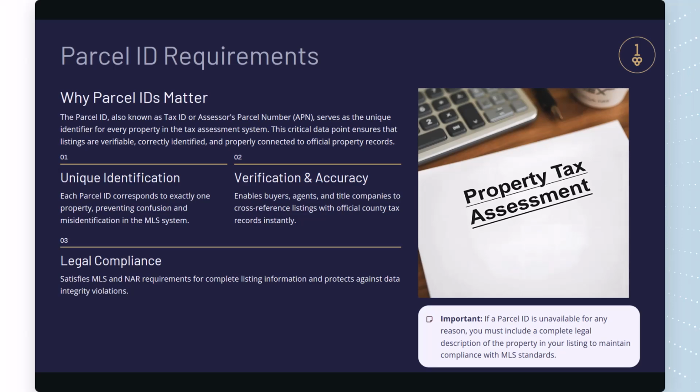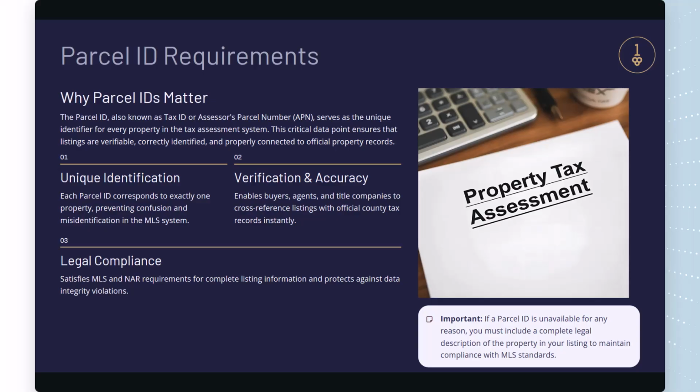This also helps with verification and accuracy. So the parcel ID will allow agents within the MLS, buyers, title companies, everyone involved in a transaction to instantly cross-reference that listing with official county tax records. Is this property that's in the MLS the property that's being purchased or sold? So it really adds transparency and reduces the risk of errors.